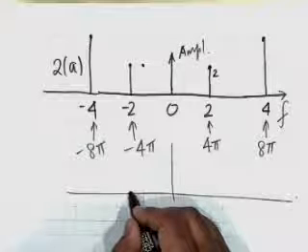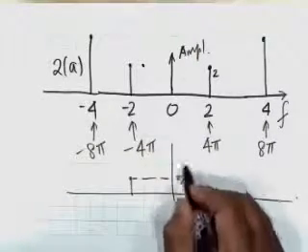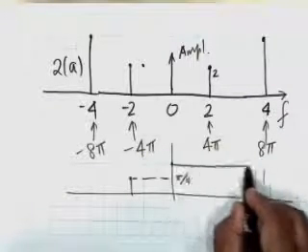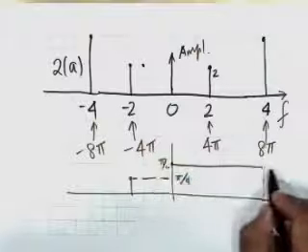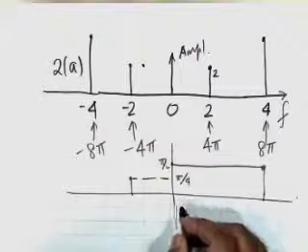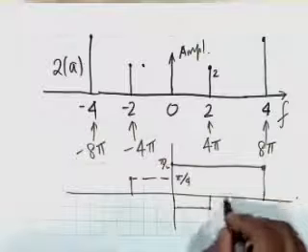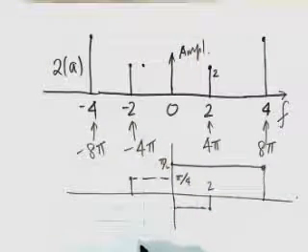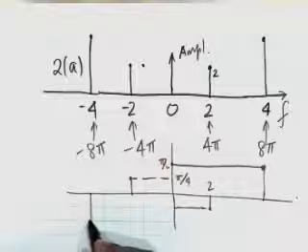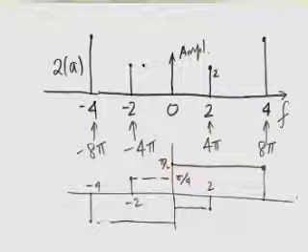For minus 2, the phase is pi by 4. Then for plus 4, the phase is pi by 2, and the other way around. The phase has to be an odd function, and therefore it is minus pi by 4 for 2 and minus pi by 2 for minus 4. This is the phase diagram.